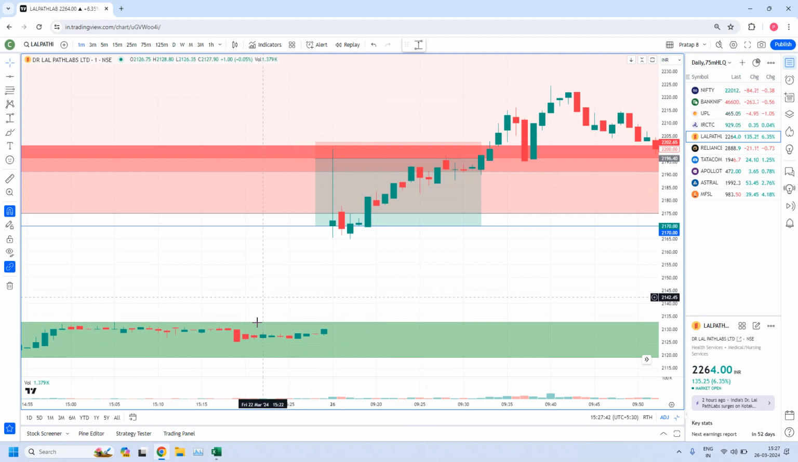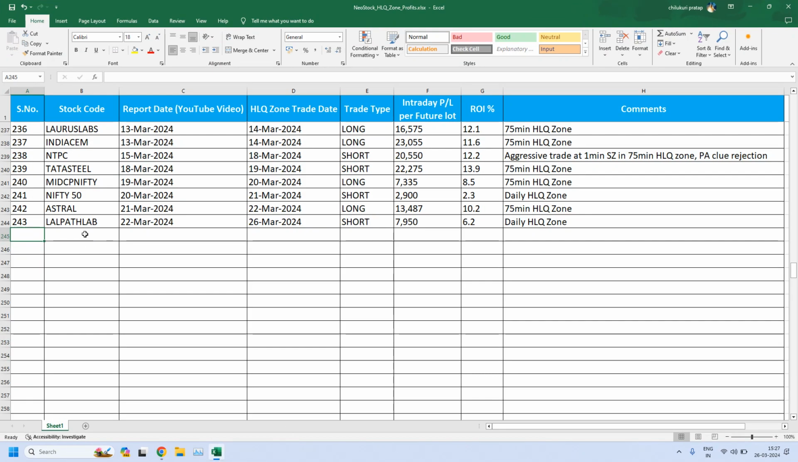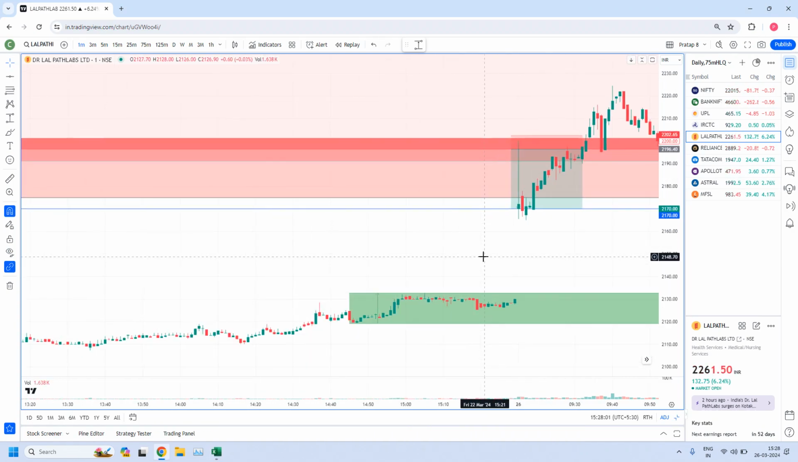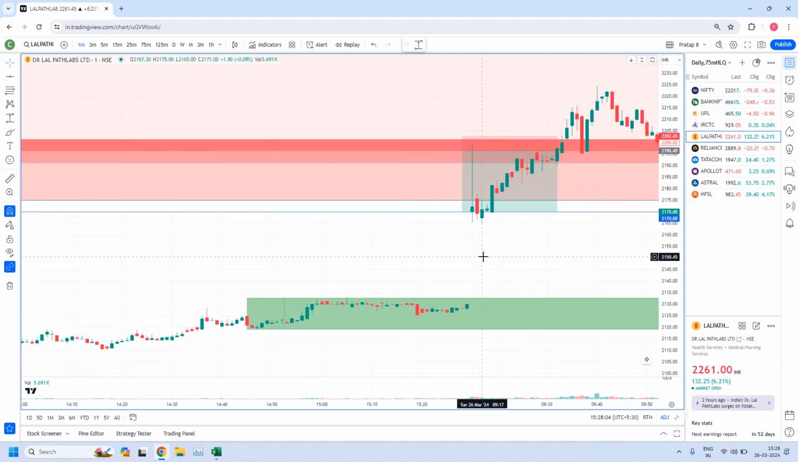In 2 minutes, how much profit did we get? You got 7,950 rupees profit, which is 6.2% ROI as per one futures margin cost. Amazing trade. You got 6.2% ROI in just 2 minutes. It's very crazy. Okay, anyway, it's a profitable trade.